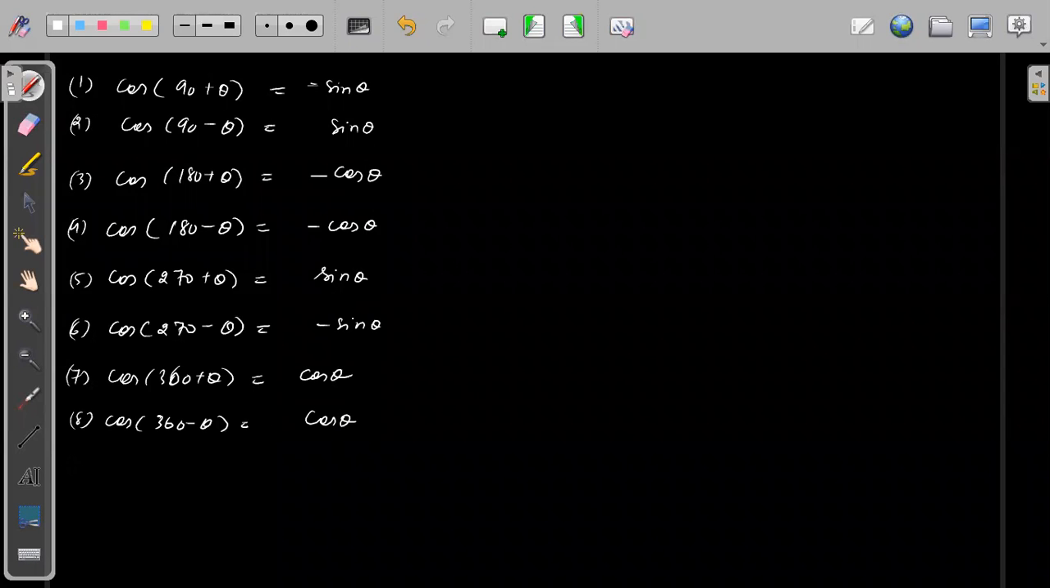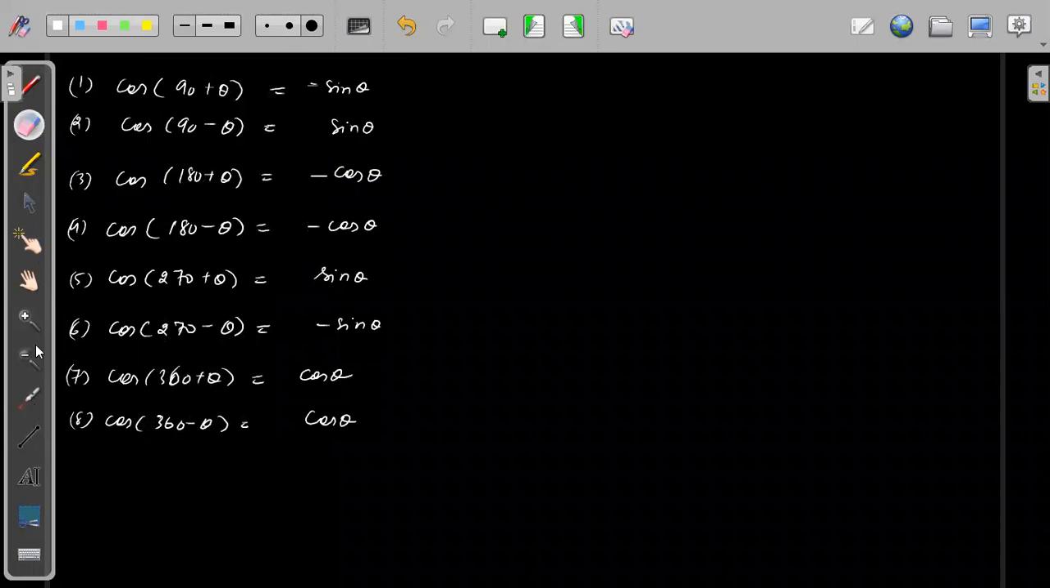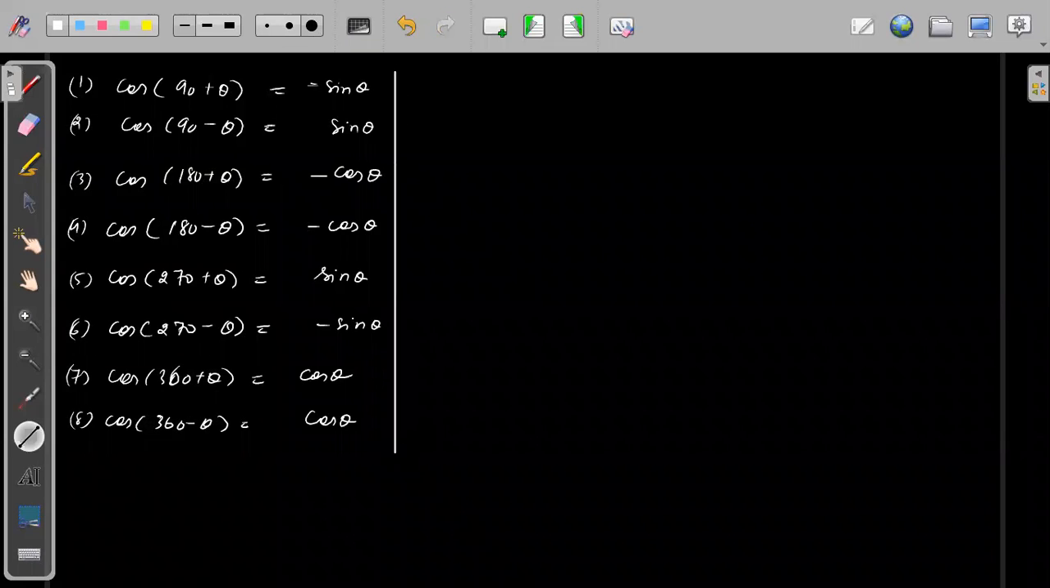That means in general I can write cos of (2n plus 1) pi by 2, an odd multiple of pi by 2, plus minus theta. Just remember this form only, don't write the general form. I hope nobody has made a mistake in this. Very good.